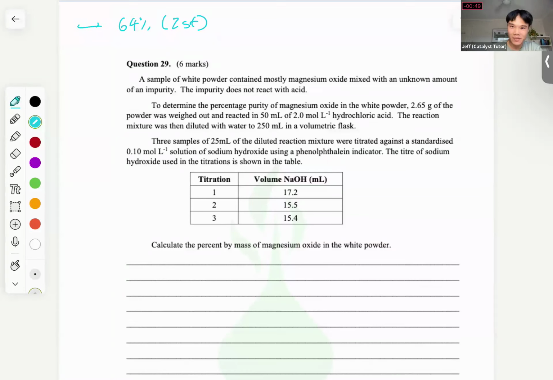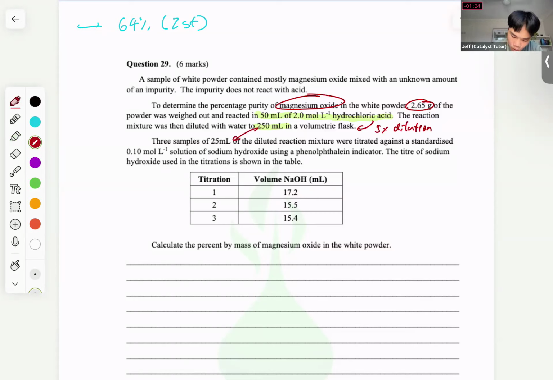Okay. So let's go through. Essentially, what you have here is a back titration where you have magnesium oxide as 2.65 grams, or a tablet that has that. Then you have 50 mils, 2 mole per liter hydrochloric acid, and the reaction mixture was then diluted with water to 250 mils. So we want to keep in mind we've got a 5 times dilution, which has happened here. We then have 3 samples of that 250 mils.